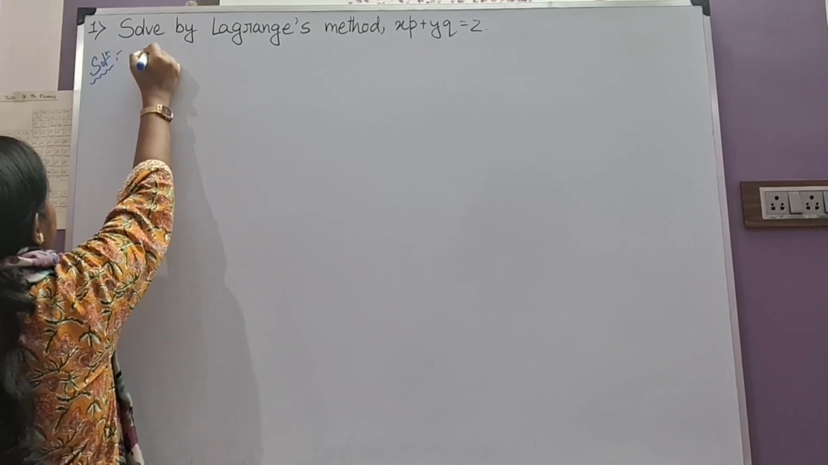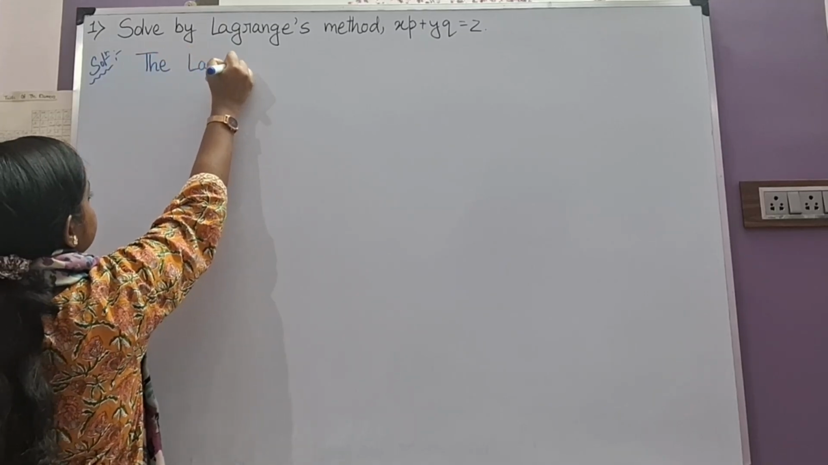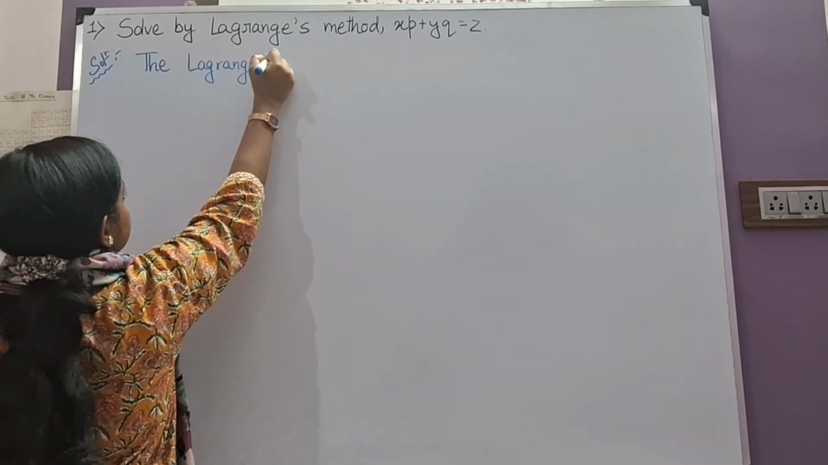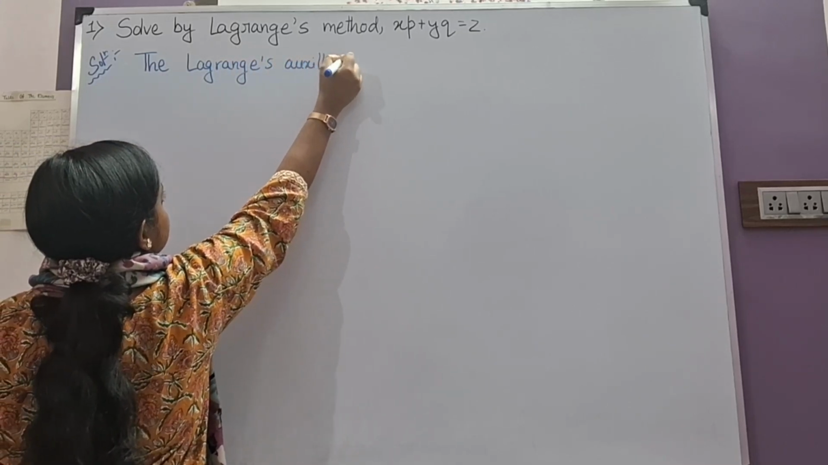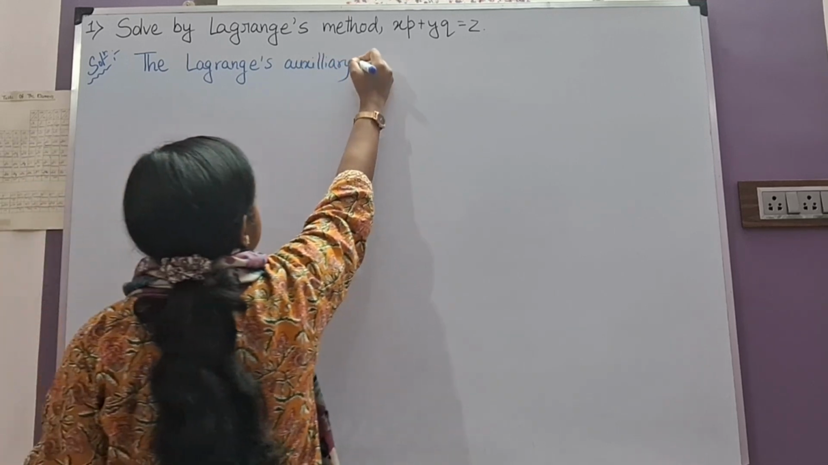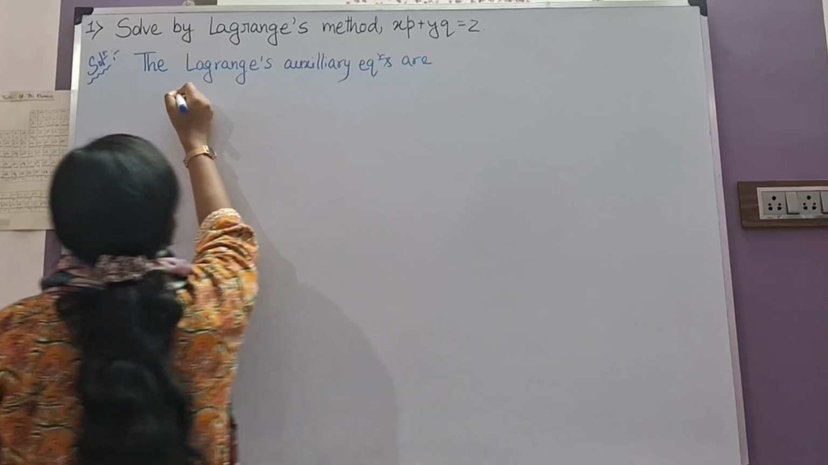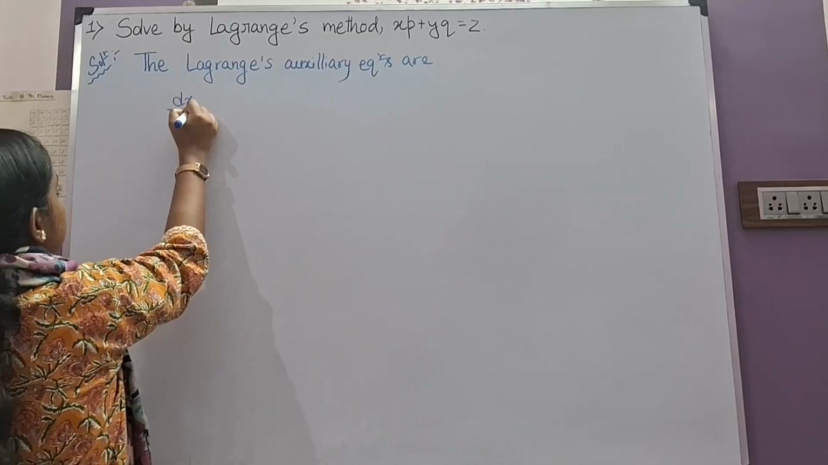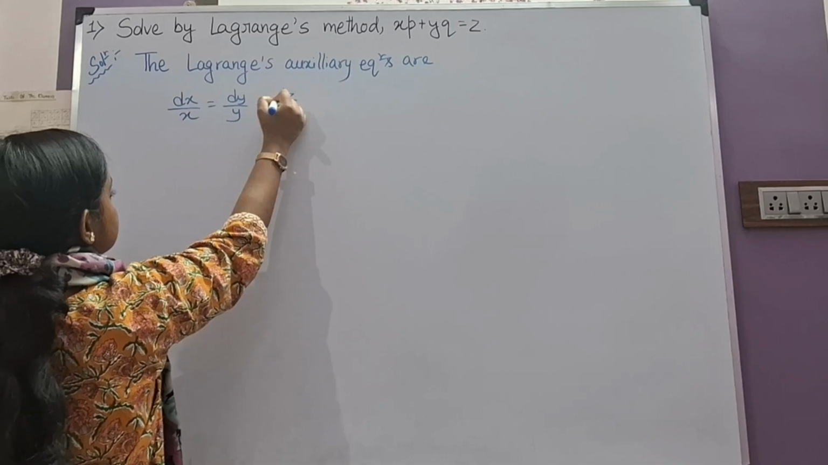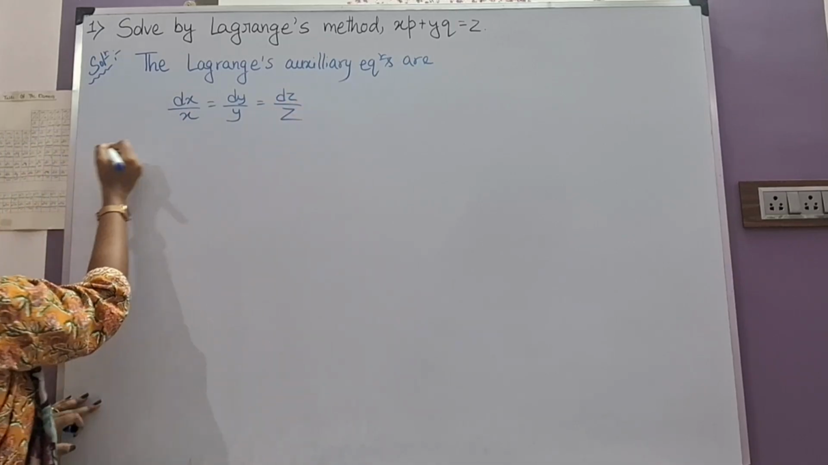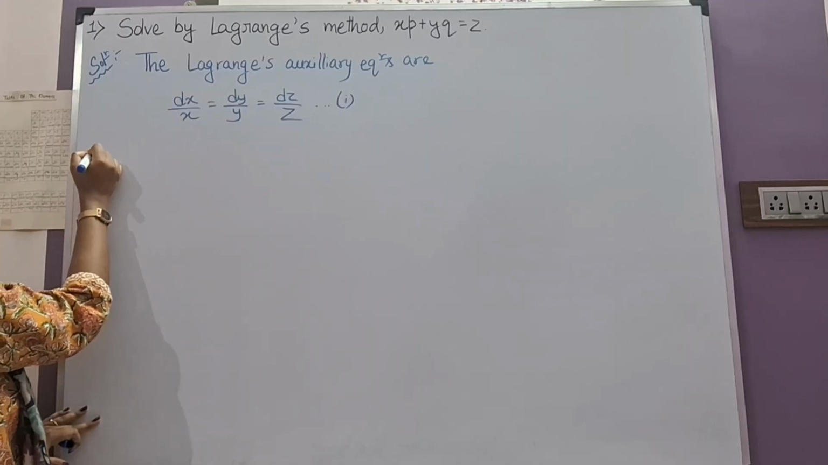So here the Lagrange's auxiliary equations are dx by x equal to dy by y equal to dz by z. Now we are going to mark it number 1.